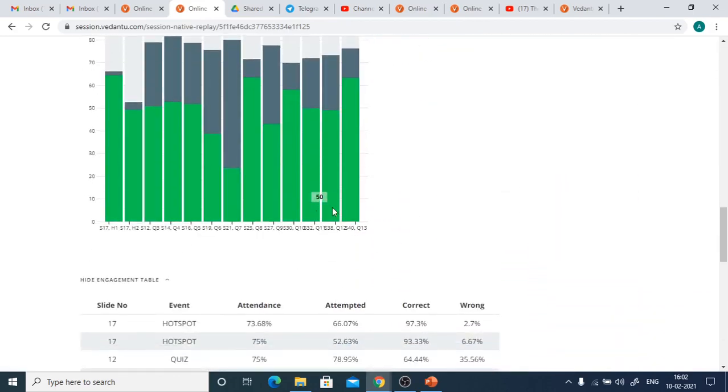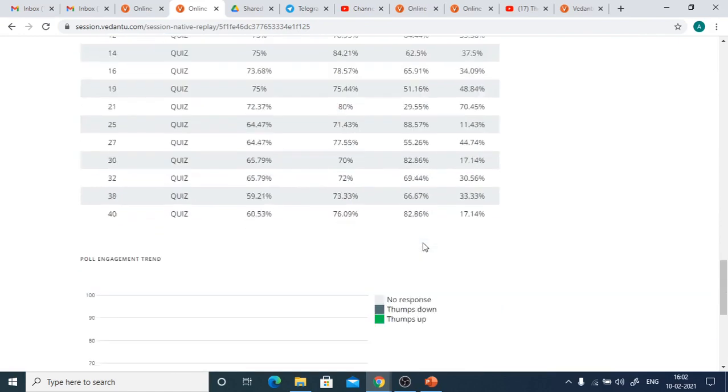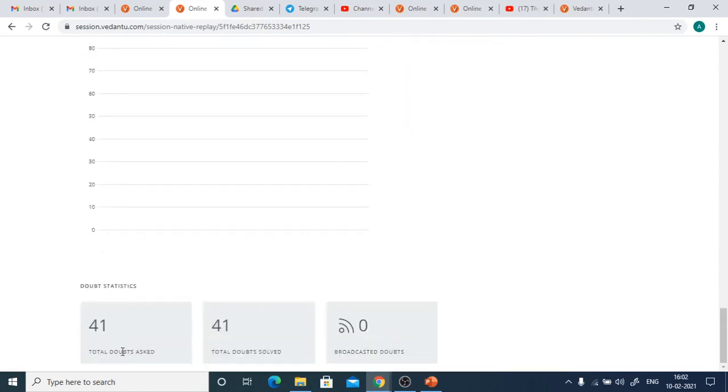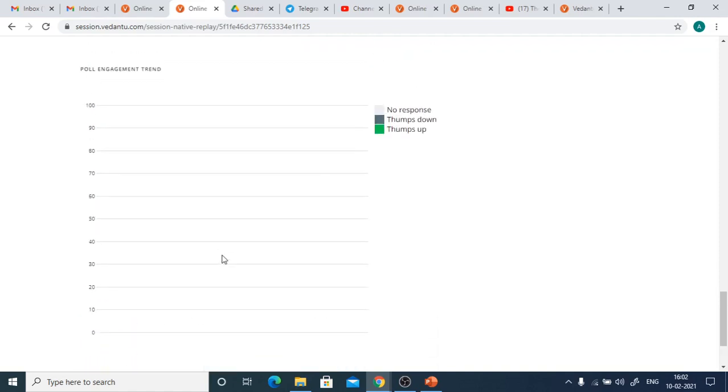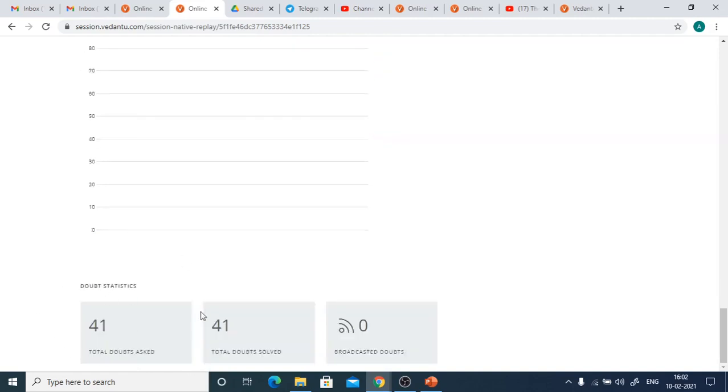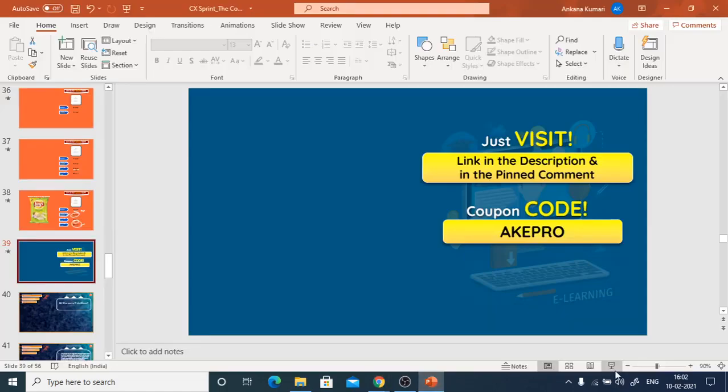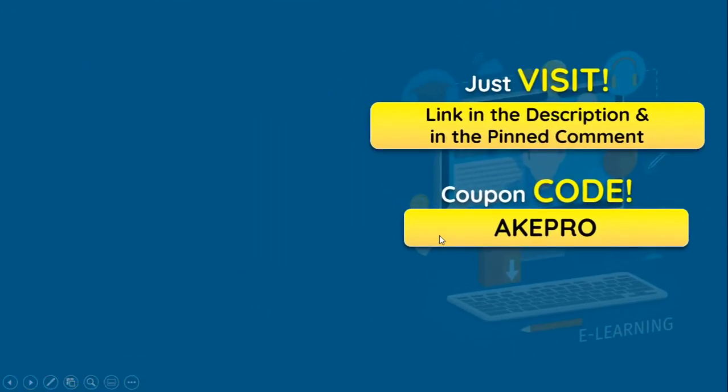And see, 13 quizzes have happened in this session, which is super amazing, right? And there were around 41 doubts asked, and 41 doubts have been clarified by the teachers, master teachers, class teachers, everyone. And this is just what has been accounted for. There are a lot of doubts which actually come across while the session is going on. So it's super amazing, people.